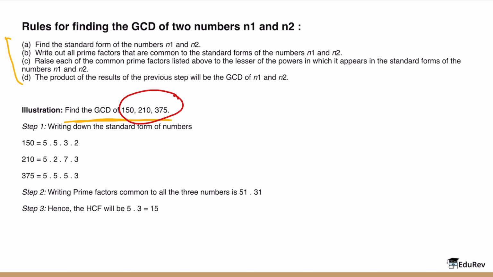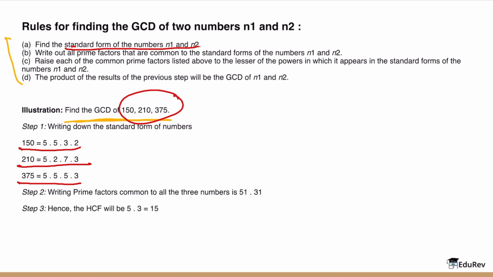So what I need to do is write these numbers in standard format. In standard format, obviously 150 is going to be 5 multiplied by 5 multiplied by 3 and multiplied by 2. Okay, and 210 is going to be this and 375 is going to be this.